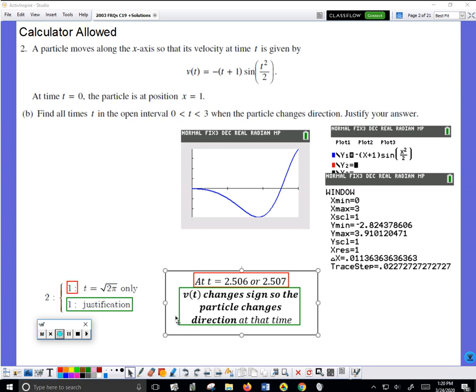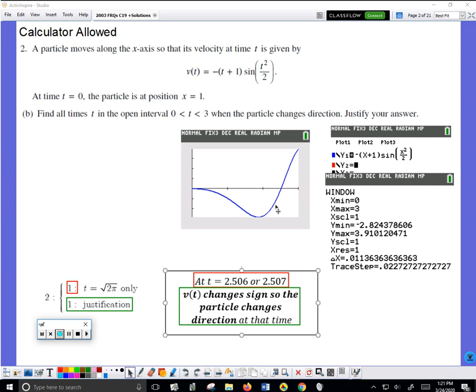So I have in my calculator already the velocity. I set my window for 0 to 3. I do a zoom fit. I get this graph of the velocity. And I notice that only at this time, which turned out to be 2.507 or 6, depending on how your calculator rounds, this is the only time when the velocity changes from being a negative velocity, meaning the particle would be moving to the left, and now the velocity changes to positive values of velocity, meaning the particle would be moving to the right.